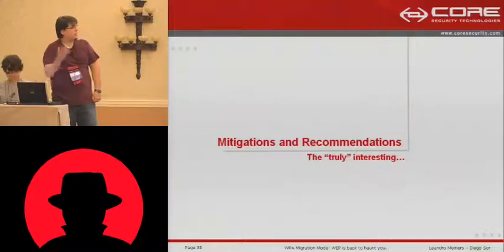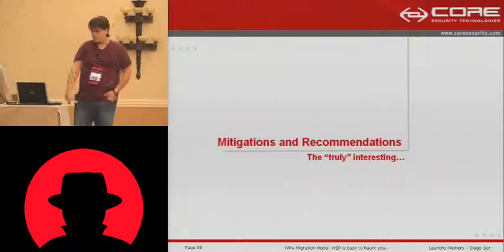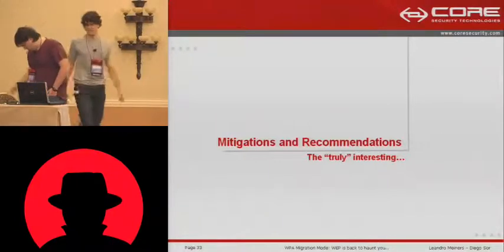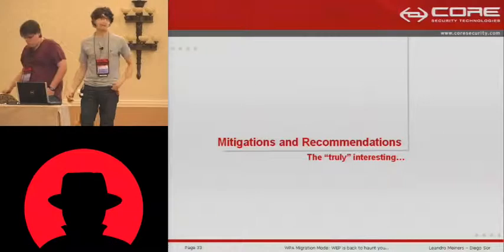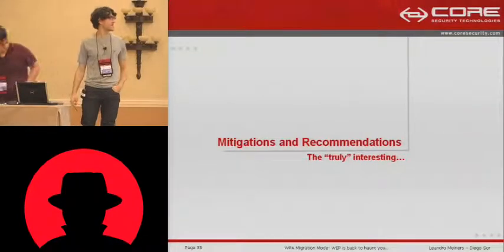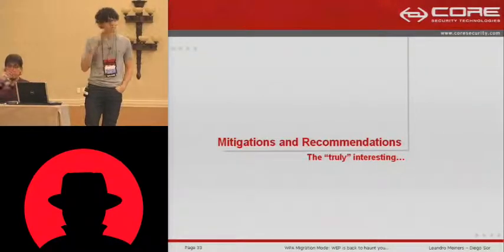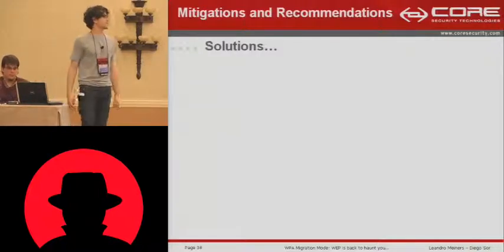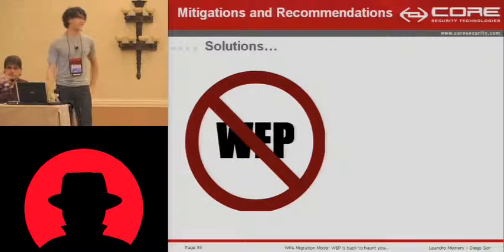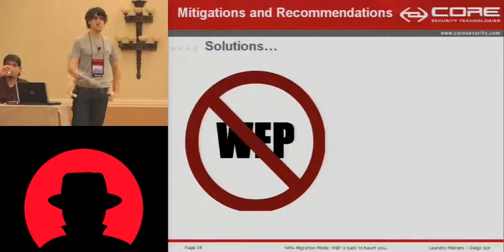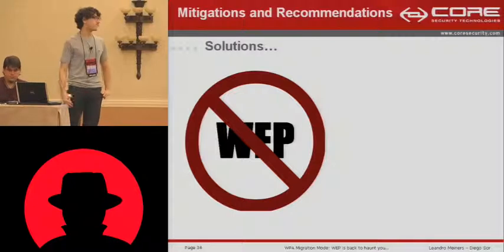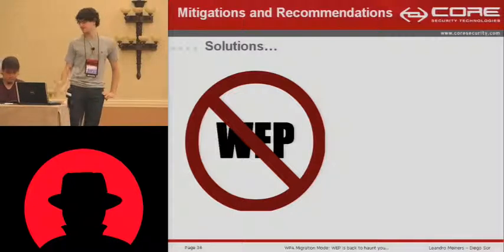So now Diego will talk about some mitigations and recommendations. So now we know that an AP running in migration mode can be attacked and the WEP key can be obtained from there. So basically, solutions. We know that WEP is completely broken, so you should avoid it and not use WEP. This is a basic solution for that.